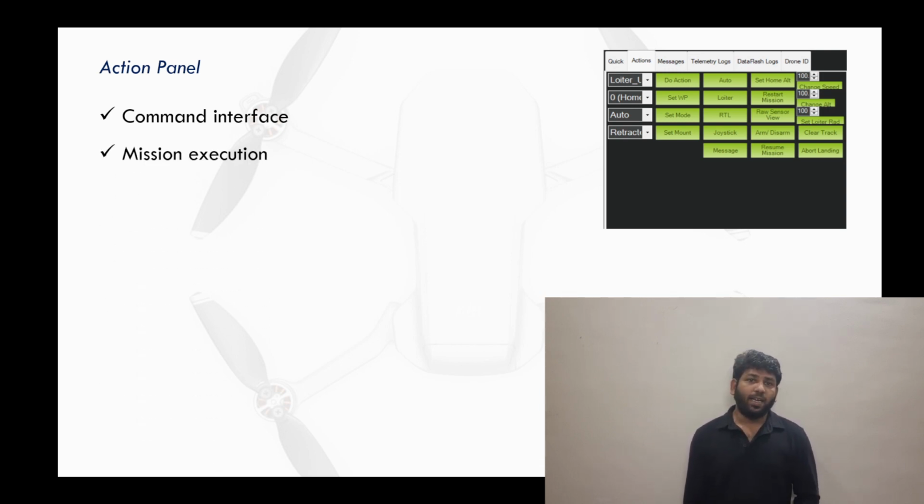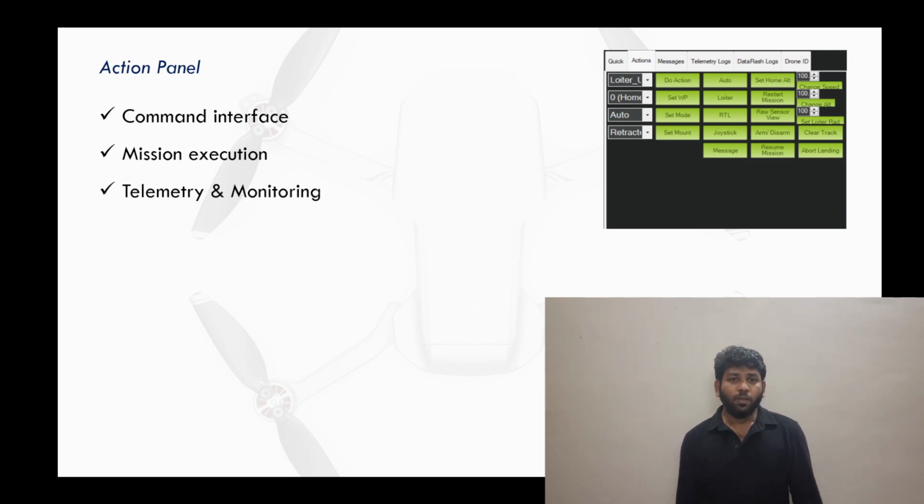A user can access mission-related commands in the action panel, facilitating the planning and execution of special tasks or waypoints during a mission. Real-time telemetry data and monitoring tools are available in the action panel. It allows the user to track essential flight parameters and make decisions during operations.